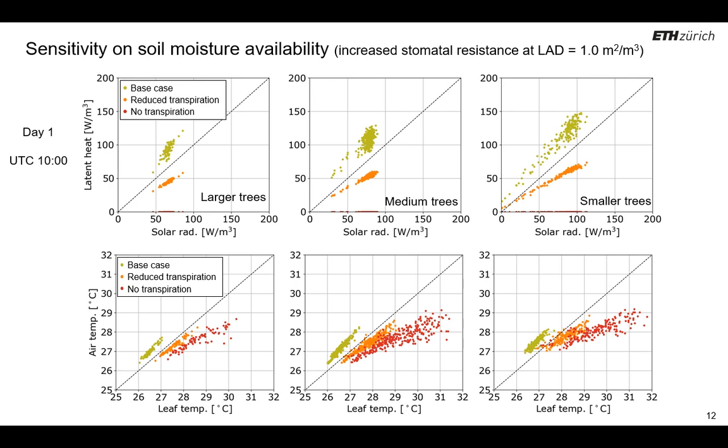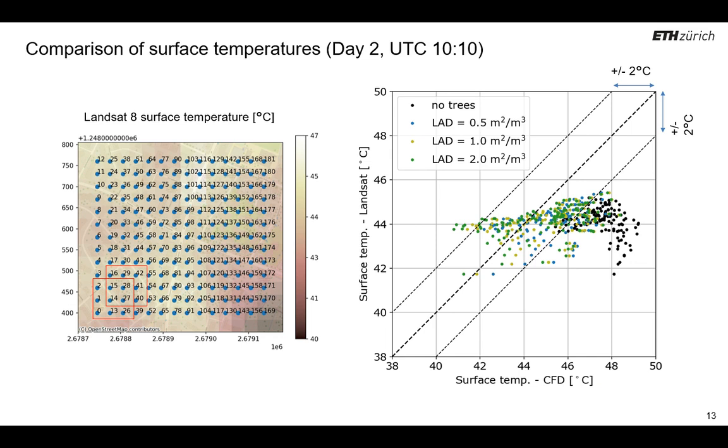There is still some shading effect at the pedestrian level, but this is because of the local sensible heat exchange between the leaf and the surrounding air. Then we check the surface temperatures and compare them with the available Landsat surface temperatures at that time. Landsat gives surface temperatures at a spatial resolution of 30 meters, but actually the thermal infrared sensors have a resolution of 100 meters. So we took this spatial averaging and compared without leaves and with leaves at different leaf densities.